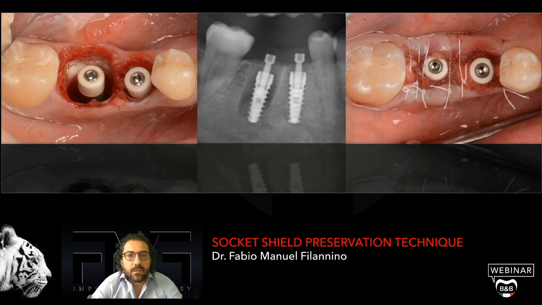Sometimes, of course, we can do the same things in the molar area. It is more advanced. It's more difficult to perform this kind of socket shield, but we have in literature also some well described techniques to do this, and the principles are the same. We maintain especially the buccal aspect of the root, but of course we can also maintain the distal and the mesial to maintain the interproximal peaks and preserve the papilla like it was a natural tooth.